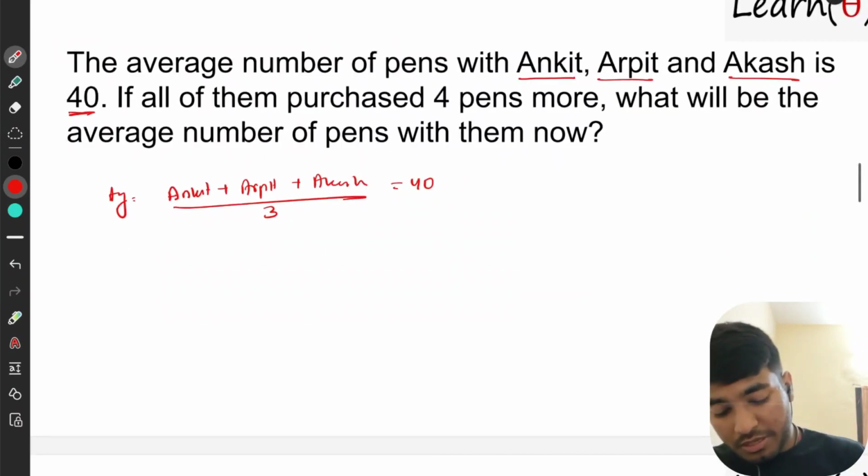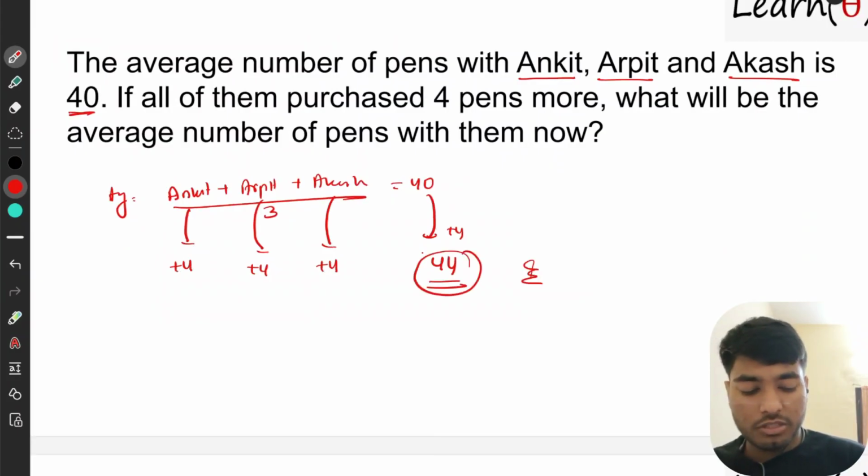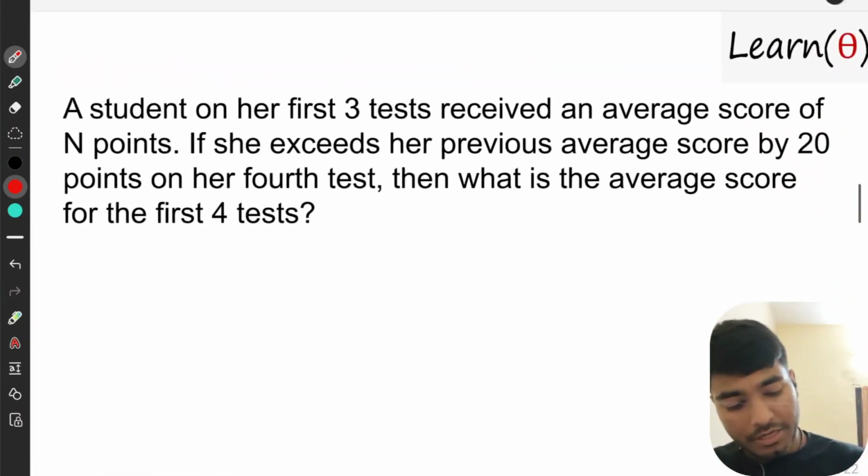Now what has been done? Each has purchased 4 more, each has purchased 4 more, each has purchased 4 more. So the average will also get an addition of 4, that is equal to 44. So the new average here is 44. Got it? Will you be able to solve this? Okay, good one.